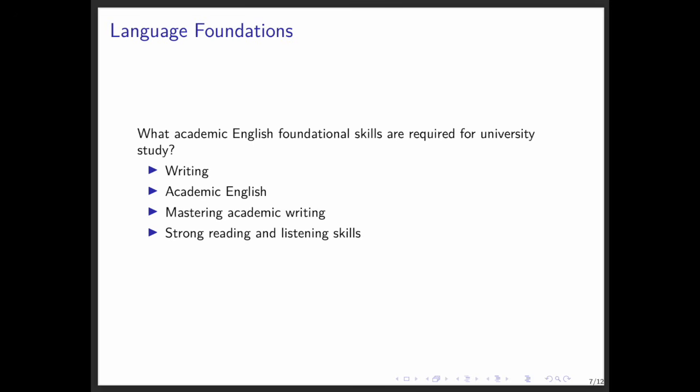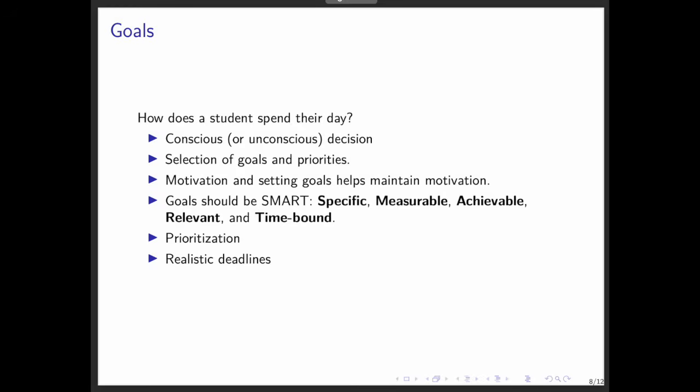But skills alone are not enough. Your goals matter too. Every decision you make, consciously or unconsciously, is guided by priorities. Academic success comes from setting clear goals and staying motivated. We use SMART goals: specific, measurable, achievable, relevant, and time-bound. With priorities and realistic deadlines, you can manage your studies effectively.